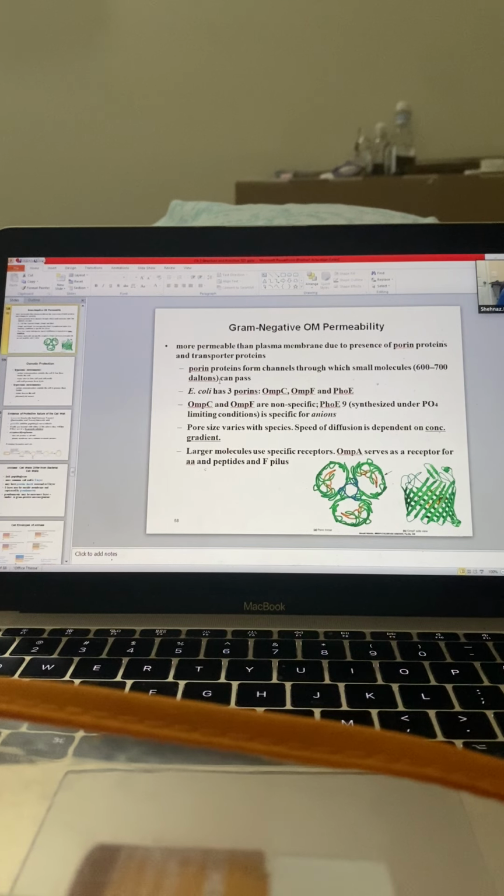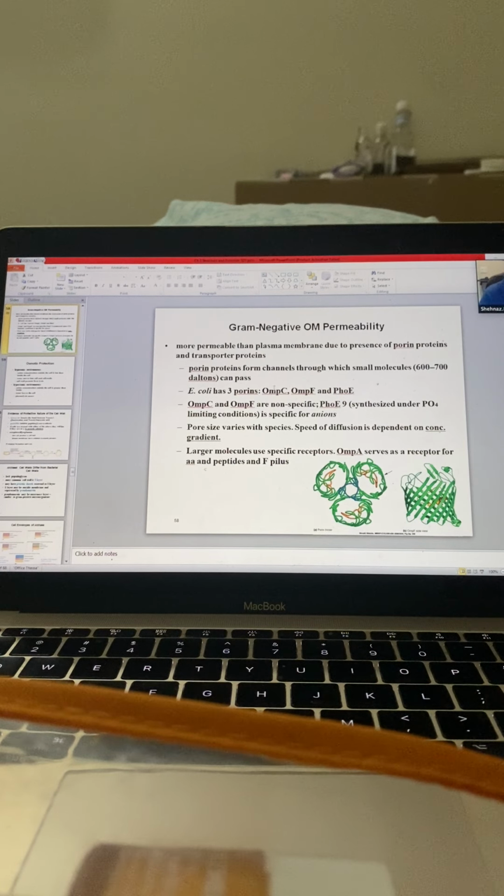The porin proteins form channels through which small molecules up to about 600 to 700 Daltons can pass through. Now, E. coli has been studied and has 3 porin proteins that we know, and they are called OMP-C, OMP-F, and PhoE. Now, what does OMP stand for? Does anybody recall from the previous classes? Outer membrane protein.